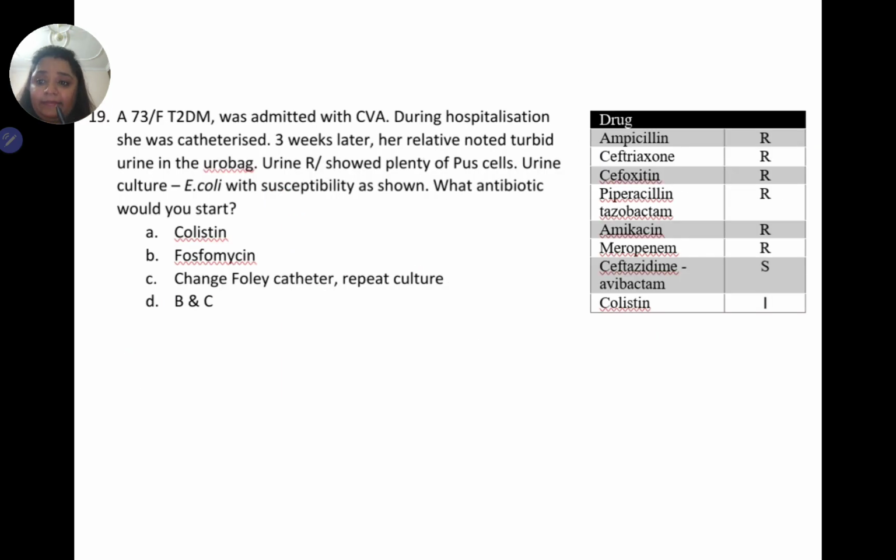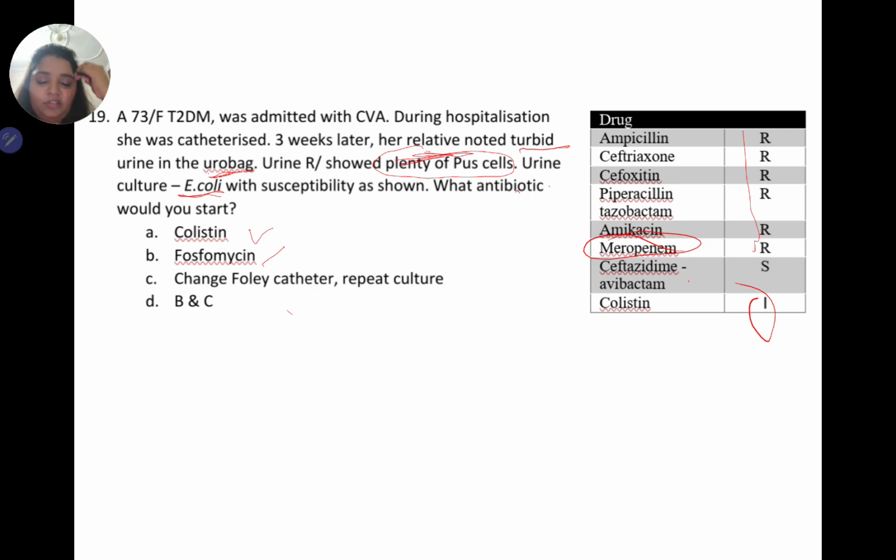Next, a 73-year-old female with type 2 diabetes was admitted with CVA. During the hospitalization, she was catheterized. 3 weeks later, her relative noted turbid urine in the urobag. Urine routine microscopy showed plenty of pus, and urine culture is showing E. coli which is resistant to meropenem. So this is a CRE or carbapenem resistant E. coli. What antibiotic will you start? Will you start her on colistin, which is reported as I? Will you start fosfomycin, though it is not reported?